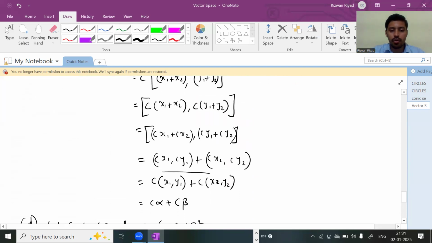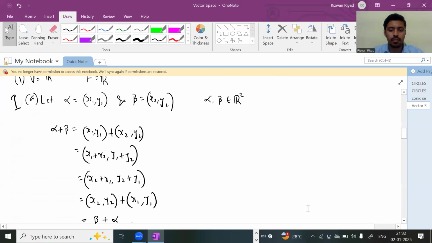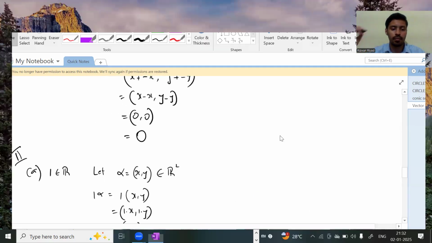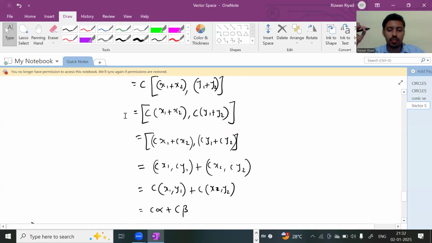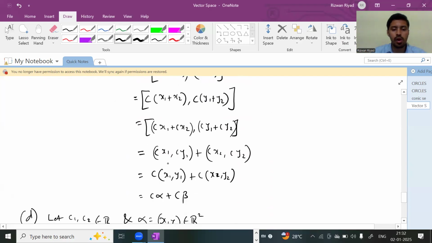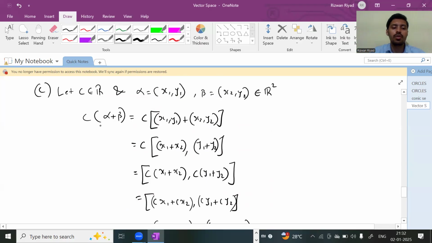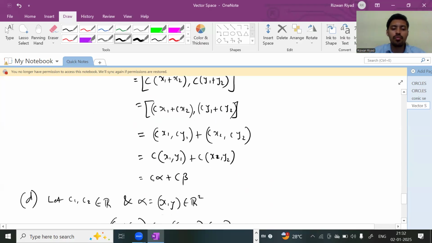So this can be written in this form. From this you can take C outside. So (Cx1, Cy1) becomes C times (x1, y1), plus this also becomes C times (x2, y2). This (x1, y1) is nothing but alpha and (x2, y2) is nothing but beta. So this can be written as C alpha plus C beta. That means C into (alpha plus beta) is C alpha plus C beta. That is our second last property.